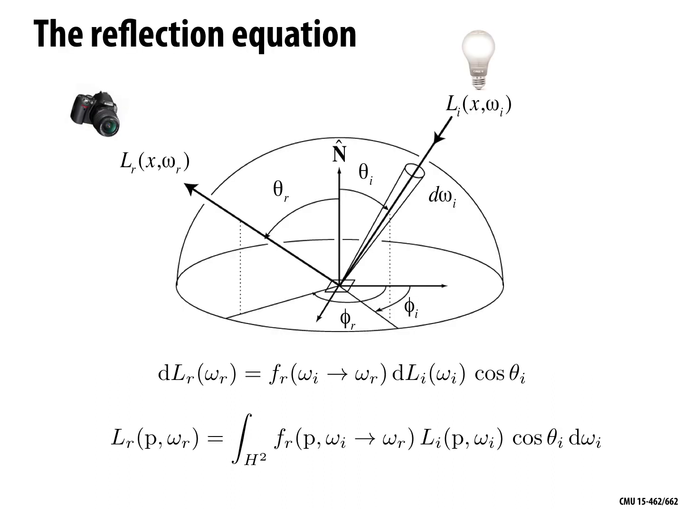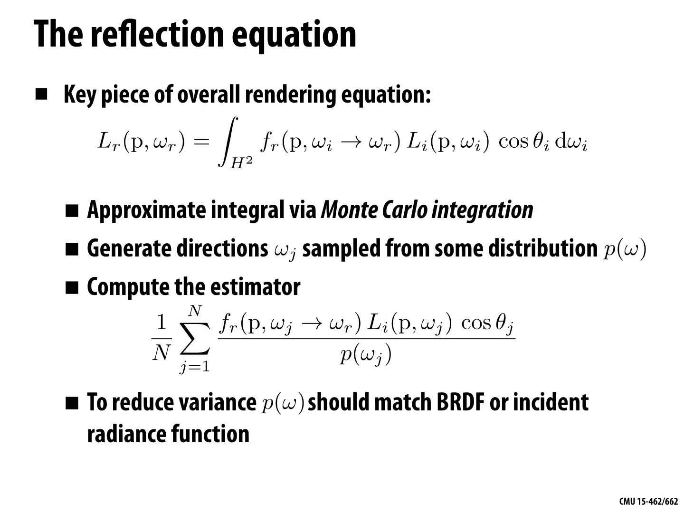Well, let's go back to our reflection equation. So basically the rendering equation without emissivity, which says, again, the radiance reflected in the direction omega r at a point p is the integral over the hemisphere H squared of the scattering function times the incident radiance times cosine theta d omega. Okay, so this is kind of the key piece of the overall rendering equation. And the way we're going to approximate this computationally is to use a technique called Monte Carlo integration.